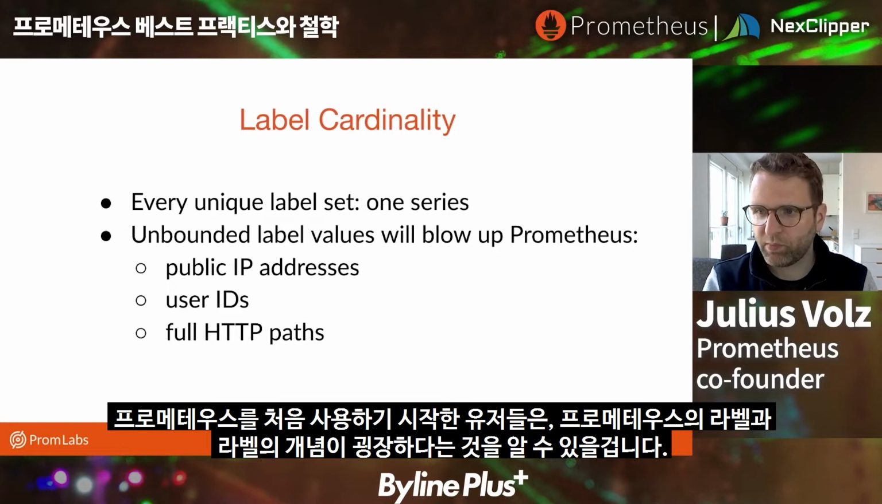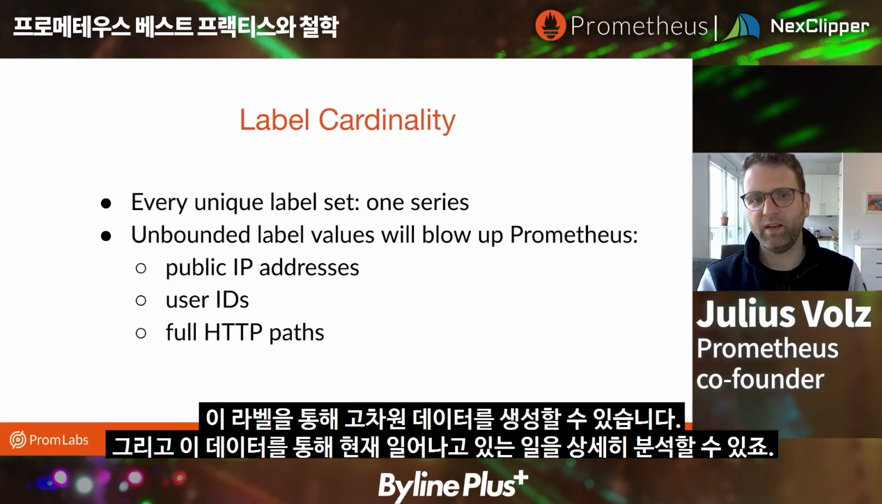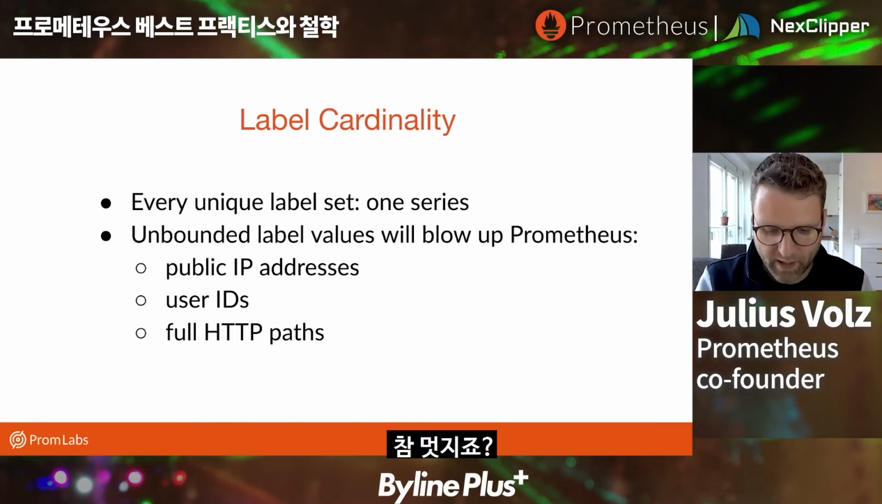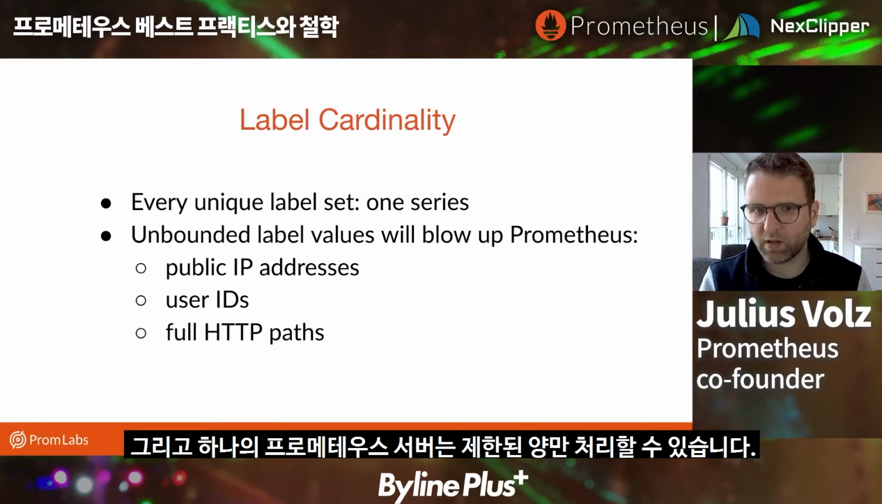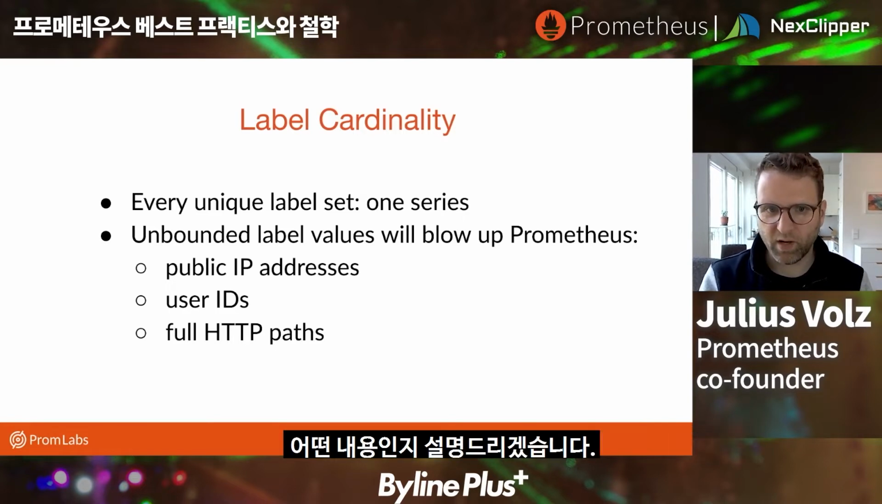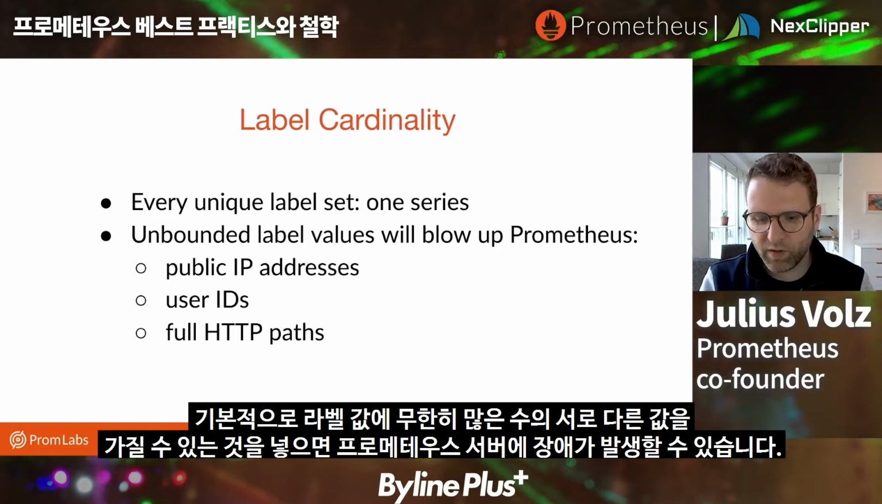Another common newbie problem is that once you start using Prometheus, you discover the concept of labels, and labels in Prometheus are awesome. They allow you to really create highly dimensional data, to be able to drill down into details of what is happening. That's nice, but each unique set of labels creates one time series in Prometheus, and one Prometheus server can only handle a limited amount. I'll talk about what that is. But basically, if you put something into a label value that can have an unbounded, very large number of different values, you may blow up your Prometheus server.